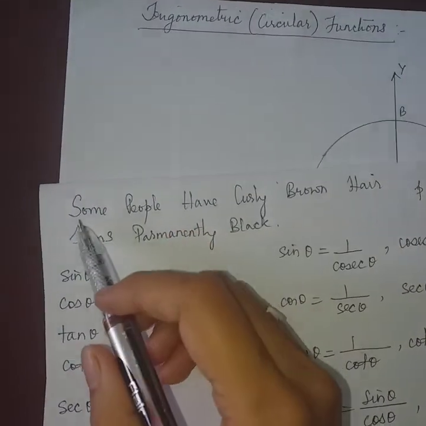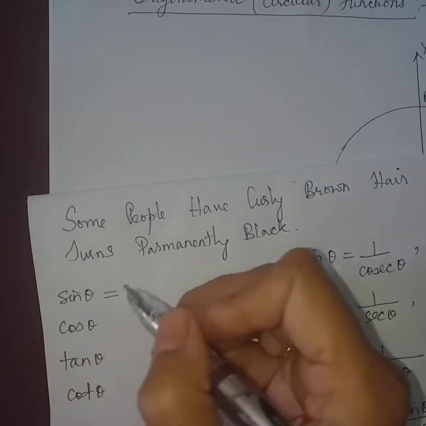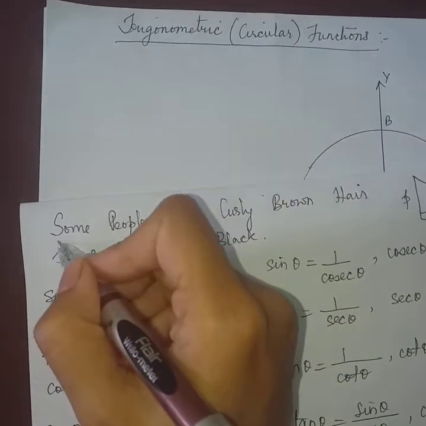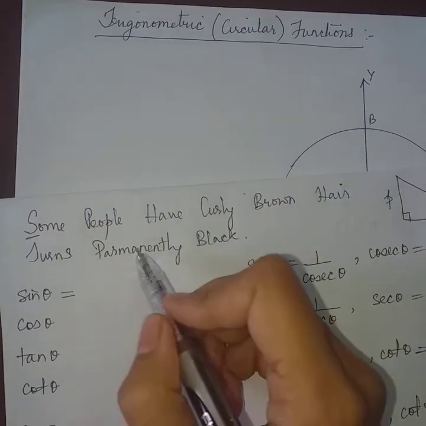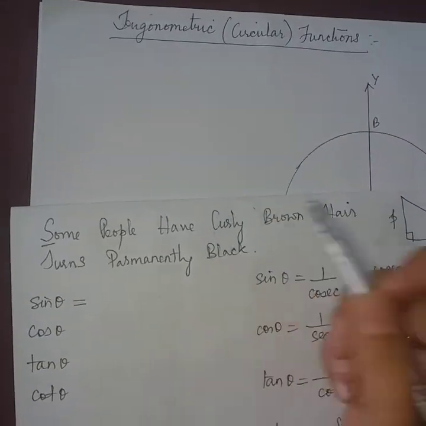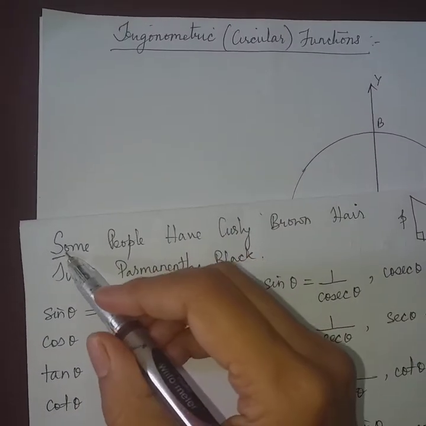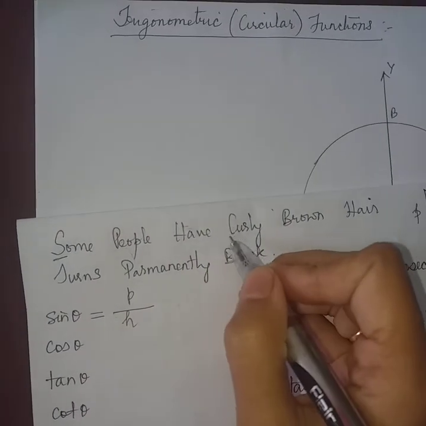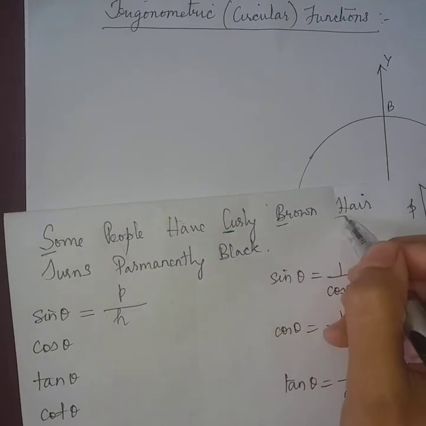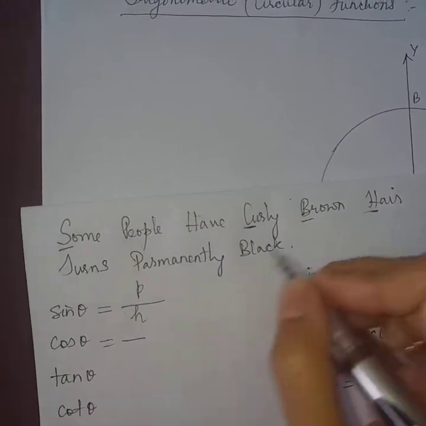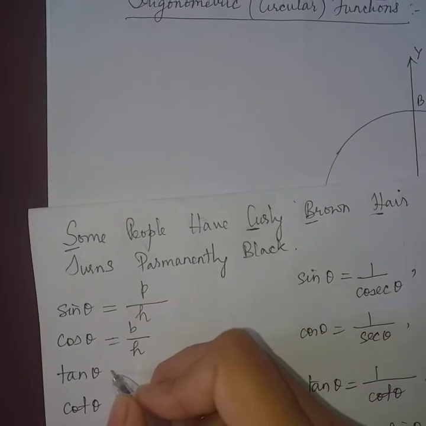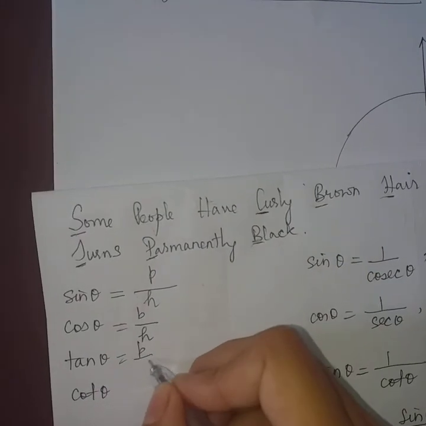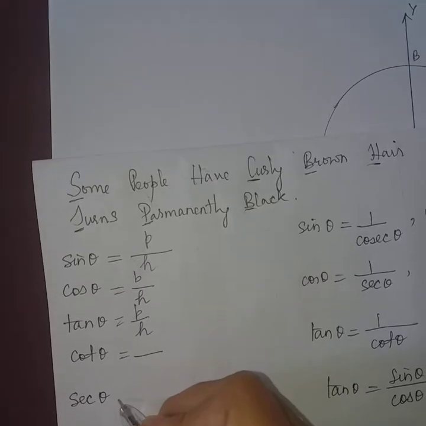We have also learned a few tricks regarding the trigonometric ratios. Sine theta is equal to "some people". So, "Some People Have Curly Brown Hair Turns Permanently Black", or you may have learned other tricks as well. Some People Have: sine is perpendicular by hypotenuse. Curly, C stands for cos, Brown Hair, B by H. Turns, T stands for tan, Permanently Black, P by B. In this way we can have others also.